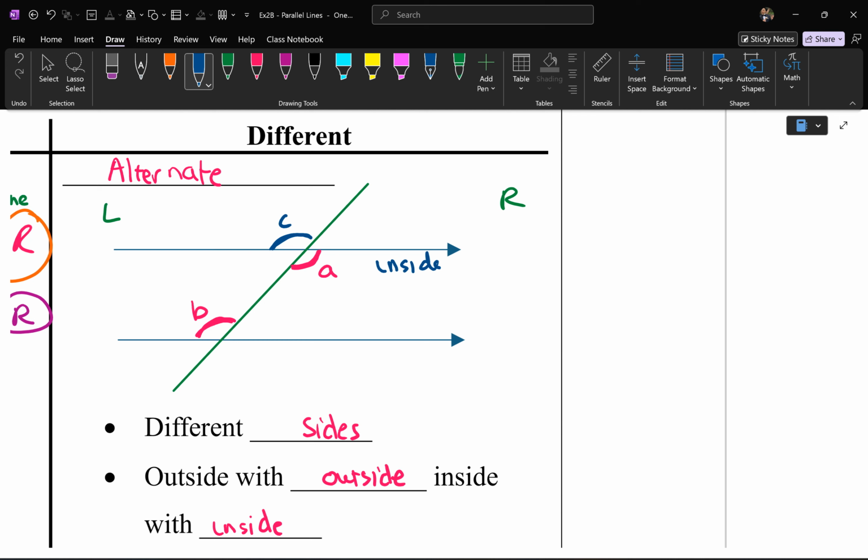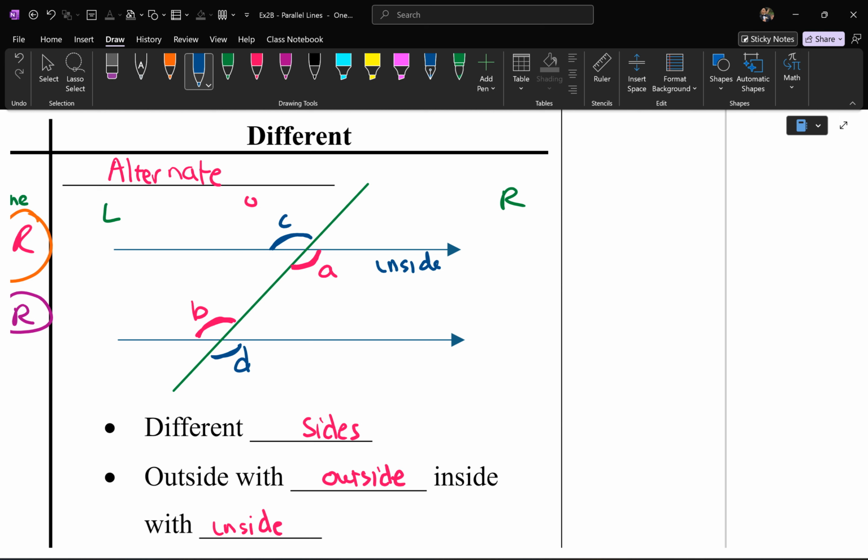But the first question is, is this on the inside or the outside of the parallel lines? Outside. So this is outside, and we said outside with outside, inside with inside. So if I want C to be alternate with another angle, the other angle has to be, yes, Elliot? Yes, very good. Down right here. Is this where you were thinking? Very good. So C and D, that's on the outside, that's on the outside, one's on left, one's on right. That's called alternate. Okay?